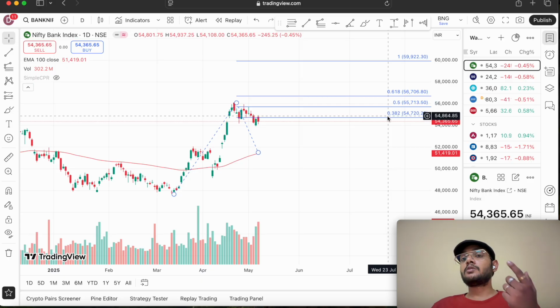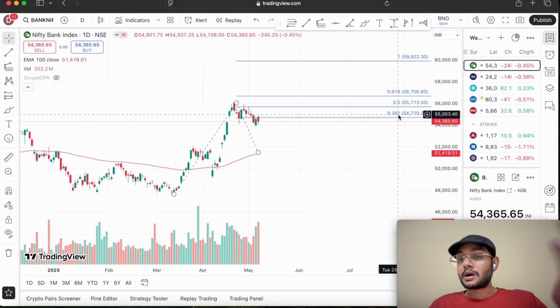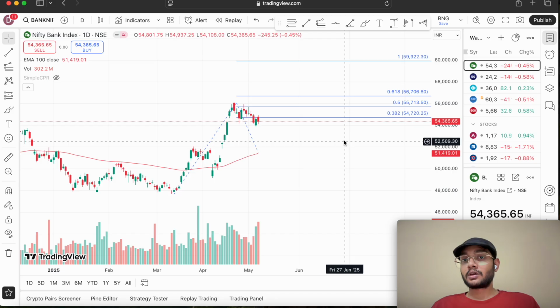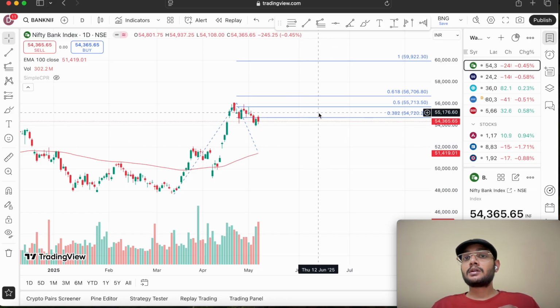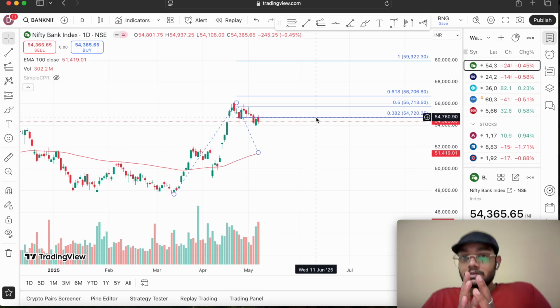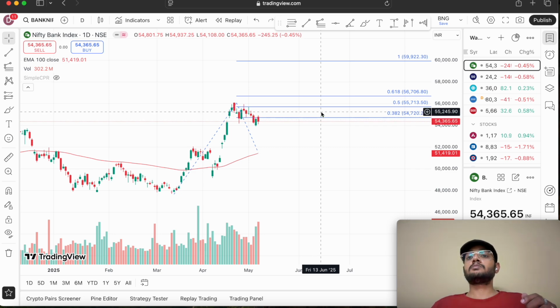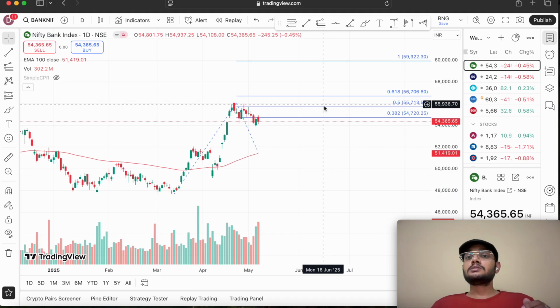After I plot it here, you can see 0.382. As I mentioned previously, 0.382 is a level which the market will definitely touch. This is the zone which the market loves. The market will never leave this zone untouched. There is a 90% probability that it will touch it, and there is a 60 to 80% probability that it will cross this 0.382 and get into the zone of 0.5 to 0.618.